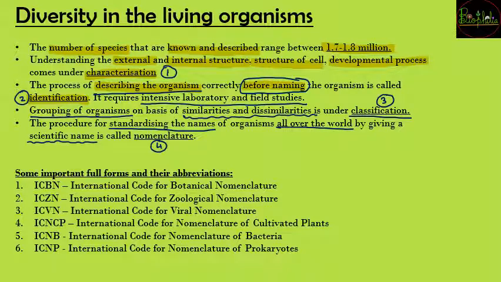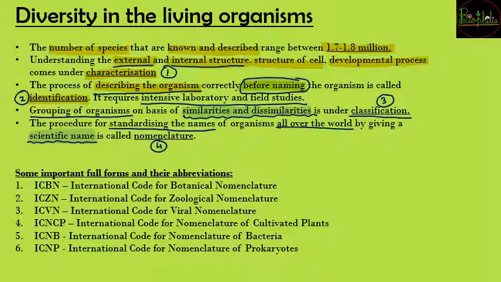So first step क्या होता है? Characterization, wherein you are going to study about the external and the internal structures. In the second step, that is identification, you need to remember that it is going to occur before the naming procedure. Naming procedure के पहले जो होगा, that is identification. Third step that was classification, उसका बेसिस होता है similarities and dissimilarities. And the last step that is nomenclature, in that you are going to have a scientific name given to that organism.